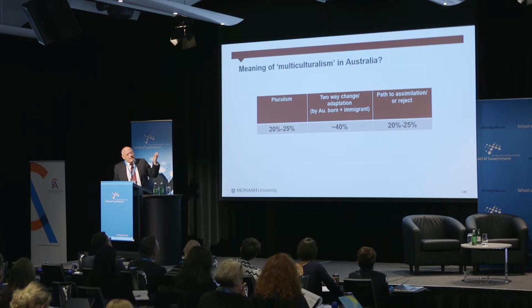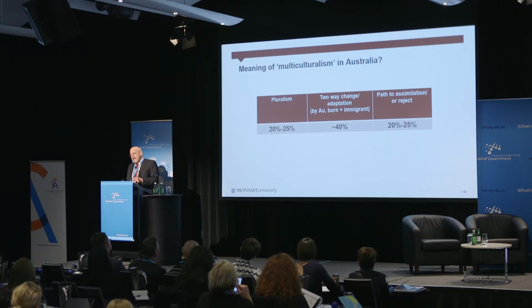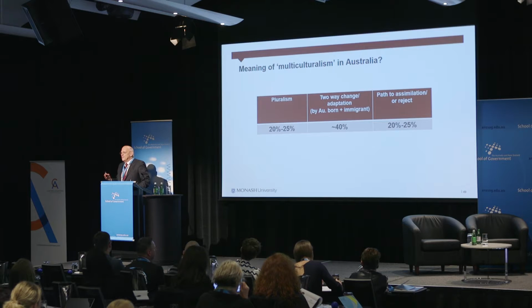But when we've analysed it more closely, you get about 20 to 25% strong believers in pluralism, about 40%, the largest grouping, who think there should be two-way movement, not that Australians will become more like the immigrants, not that we'll have a whole range of cultures, but that we should all move in one direction, and that direction is Australia changes, but mainstream gets to better understand, immigrants adapt to Australian society. And that assimilationist position, that Australians don't change, immigrants are going to become like us or get out, it's about 20 to 25%.